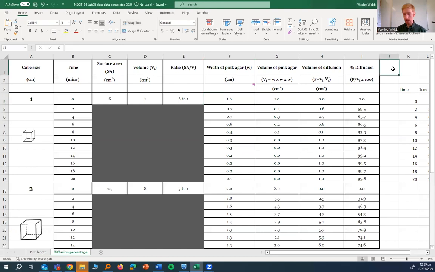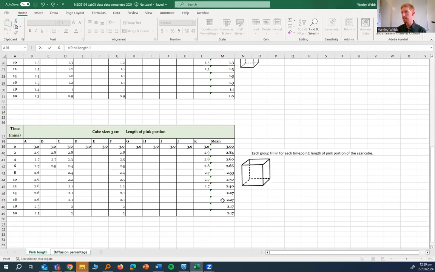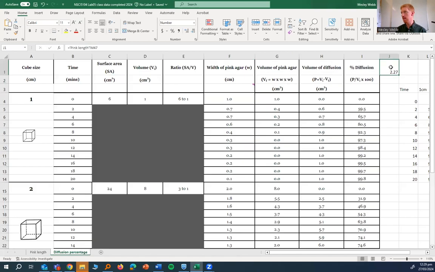I can click somewhere, I can go equals, and then I can go to another tab and click a particular cell like this one, and then hit enter. And you can see it's taking that value from the other tab. Equals pink length M47, it's referencing. So that's what I did here. I just grabbed those mean values from the other tab and put them in. Okay, and then from there, the volume of the pink agar, you measured one length of that pink. If you measured the length, you times it by the height and width, which is all the same.